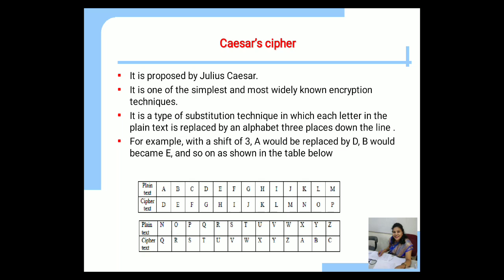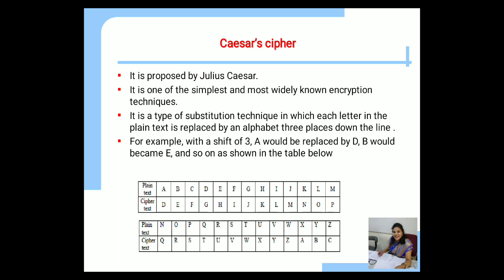So A will be replaced by D, B will be replaced by E, C will be replaced by F, and so on. You can see the table: W is replaced by Z, and after that we count like this: X, Y, Z, A. So X is replaced by A, Y is replaced by B, and Z is replaced by C. So all the plain text characters A to Z are replaced by D to C. For example, with a shift of 3, A would be replaced by D, B with E, and so on.